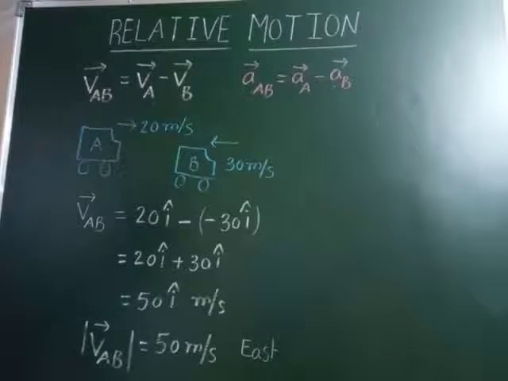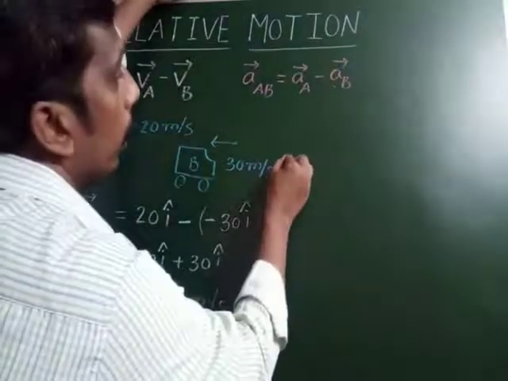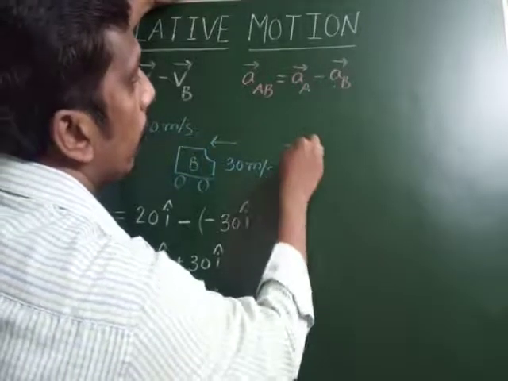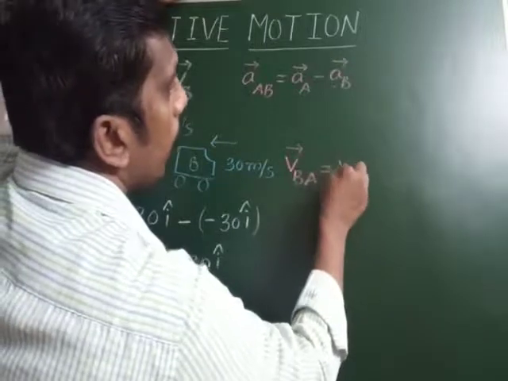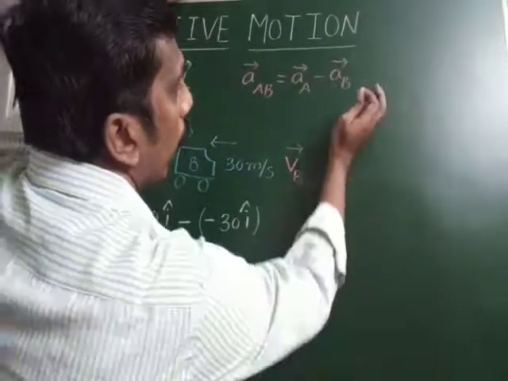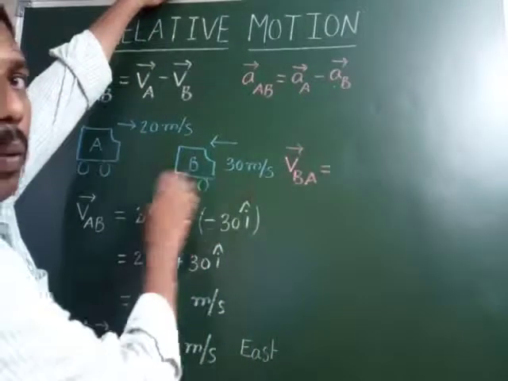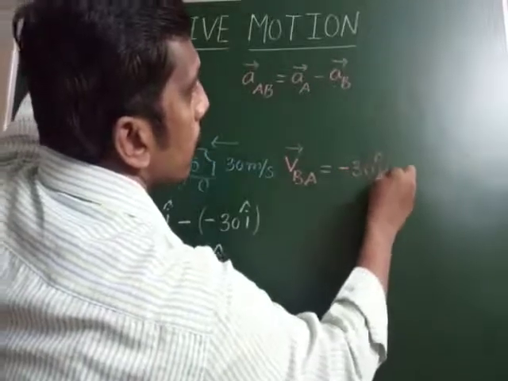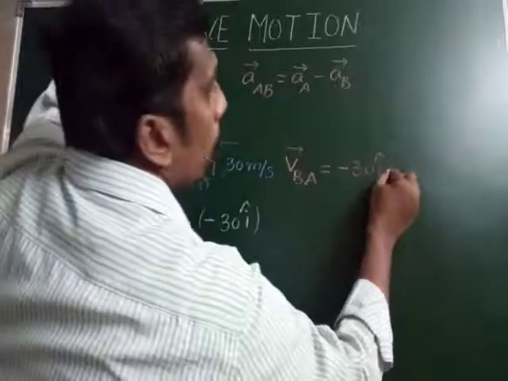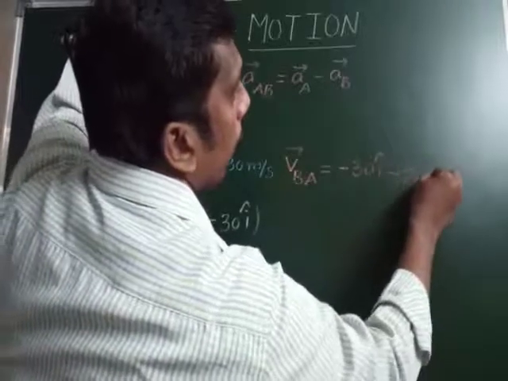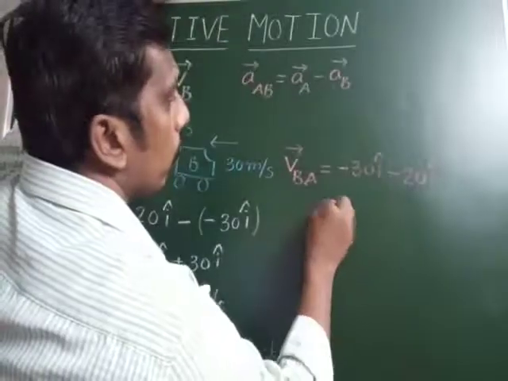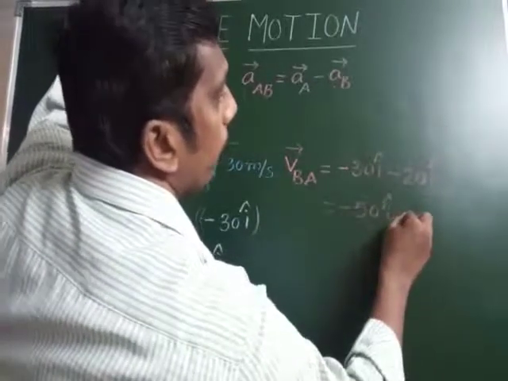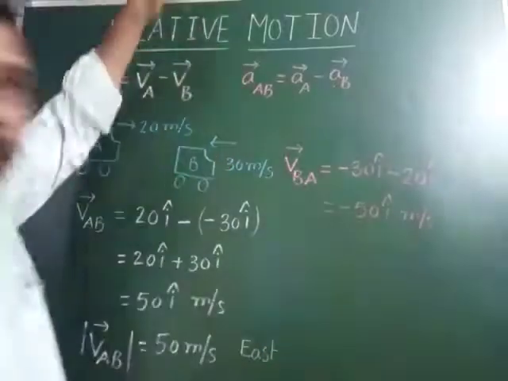In the same way, velocity of B with respect to A is equal to velocity of B minus velocity of A. We know velocity of B is equal to minus 30 i cap, minus velocity of A is equal to minus 20 i cap. So it is equal to minus 50 i cap, which is the answer: 50 i cap meter per second.